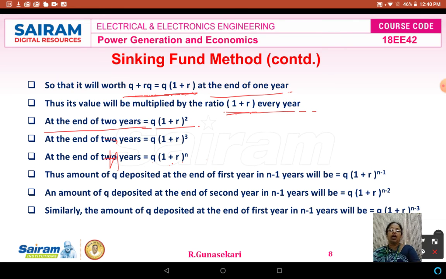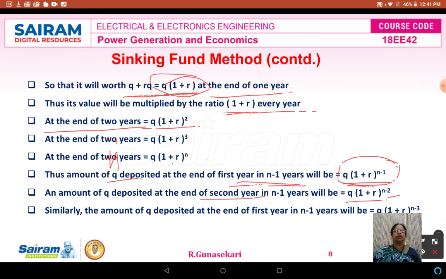So therefore the amount of q deposited at the end of the first year is in n minus 1 year, that is equal to q into 1 plus r the power n minus 1 only. Because the amount of Q deposited at the end of the first year is in n minus 1 year. So therefore the formula, instead of Q into 1 plus R, you can write Q into 1 plus R the power n minus 1. Similarly, the second year Q into 1 plus R the power n minus 2. Similarly, we can calculate the other years, that means Q into 1 plus R the power n minus 3. Like that every year we have to calculate it.